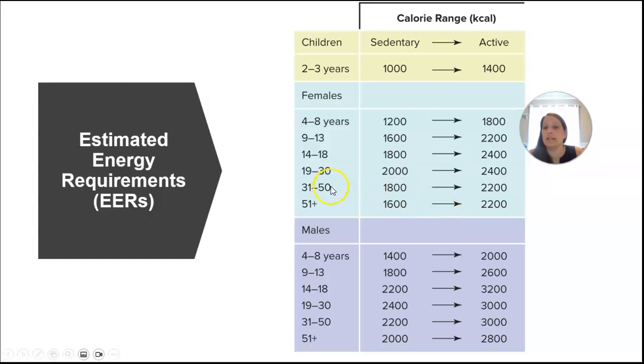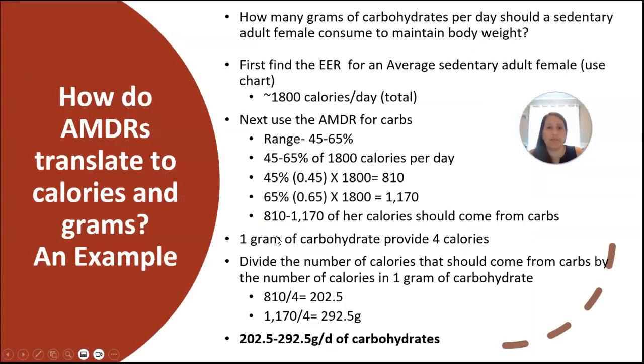So she's an adult and she's sedentary. Okay, so she needs around 1,800 calories per day. Somewhere in there. We're going to use 1,800 as our number. Okay. So we need to know how many carbohydrates per day she needs to maintain body weight. So she doesn't want to lose weight. She doesn't want to gain weight. She wants to stay the same.